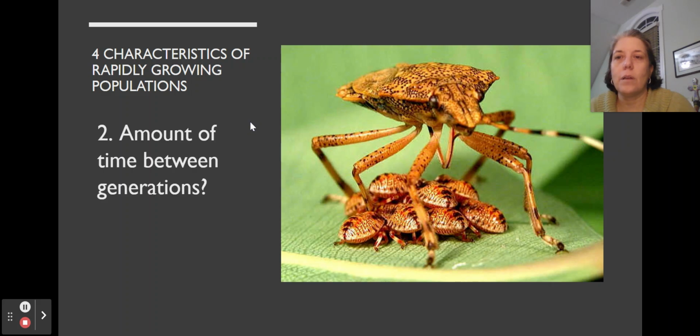How about amount of time between generations? How is that going to play out if it's a rapidly growing population? It's going to be a short generation time. And so, what do we mean by generation time? We mean the time from when this little insect is born to when they can have babies. That's a very short generation time. For humans, it's quite a bit longer. For an insect like this, very short. That means in their lifetime, they can have a lot of offspring very quickly, cause the population to grow very quickly.